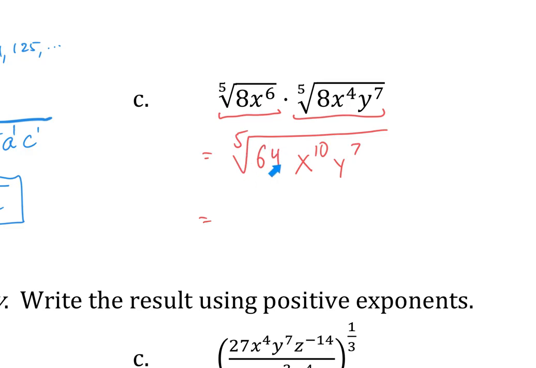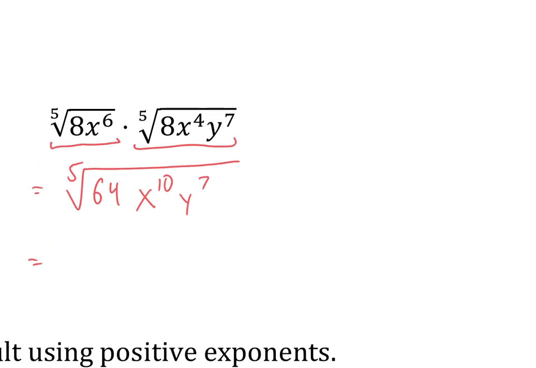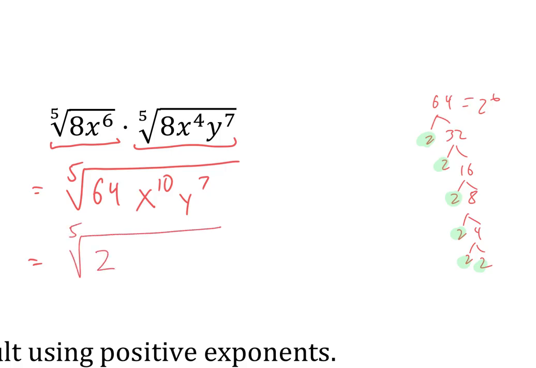This is a power of 2. If we take 64 and do a little factor tree here: 64 is 2 times 32, which is 2 times 16, which is 2 times 8, which is 2 times 4, which is 2 times 2. So this is 2 to the 1, 2, 3, 4, 5, 6 power. So this is 2 to the 6th. So we can rewrite this as 2 to the 6th.